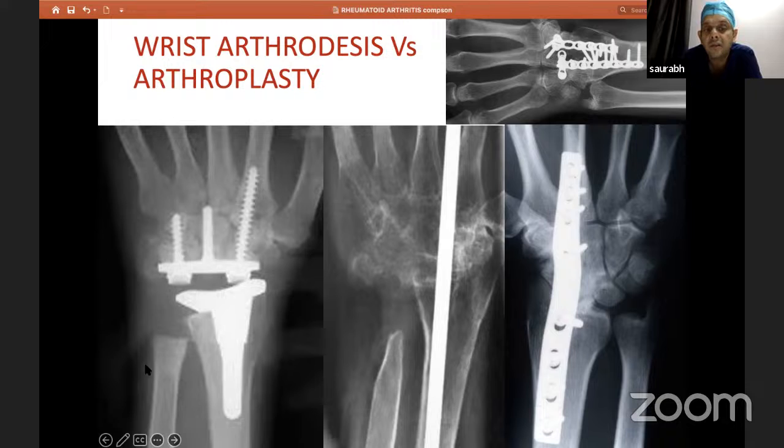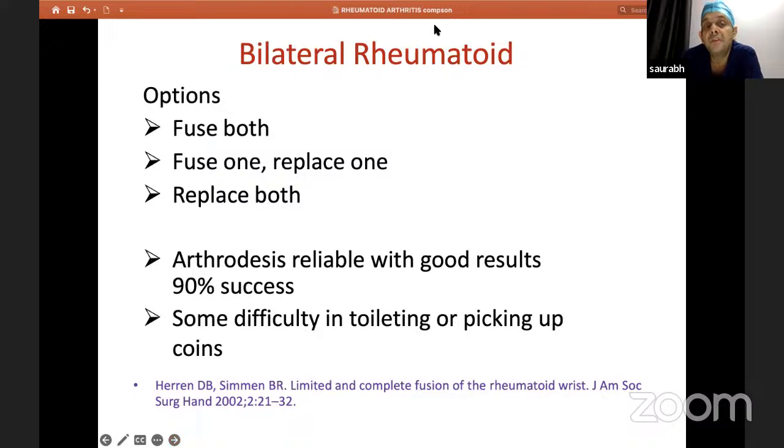And finally, wrist arthroplasty. In the following slide, we'll see the results of wrist arthroplasty because it's a modern thing. Now, if someone has bilateral rheumatoid, then what can we do? We can fuse both wrists, fuse one, or replace both. So let's see what the literature says.